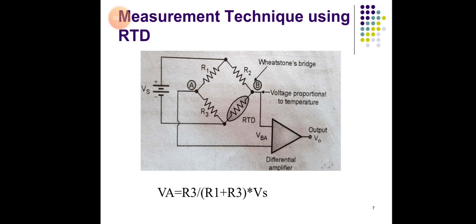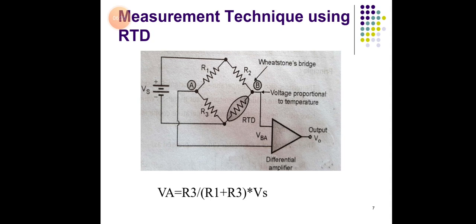As shown in the figure, the voltage at point A is given by VA is equal to R3 divided by (R1 plus R3), multiplied by Vs.